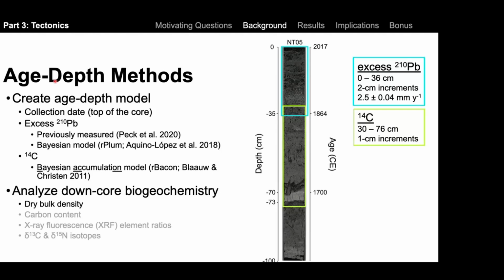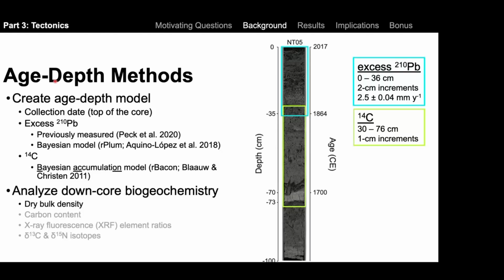2017, I measured excess lead-210 from 0 to 36 centimeters at 2 centimeter increments. And then I measured radiocarbon at roughly 1 centimeter increments, overlapping the excess lead-210 profile and then just below the sandy tsunami deposit. I then used R Bacon, R Plum, Bayesian models to interpret all of the short-lived radionuclide data.